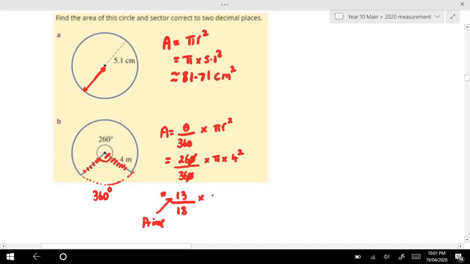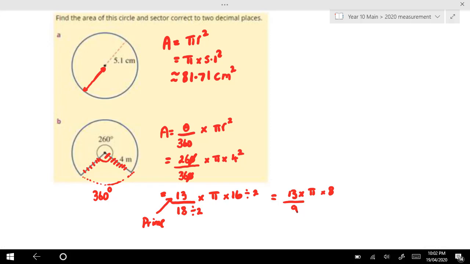So let's times that by pi times 4 squared, which is times 16. Okay, so we can do a little bit more simplifying now, because 16, let's do some cross multiplying, or simplifying, and you can see there's a number which I can divide that by 2. You can also divide that by 2, and that's going to give us 13 times pi times 8 over 9 now.